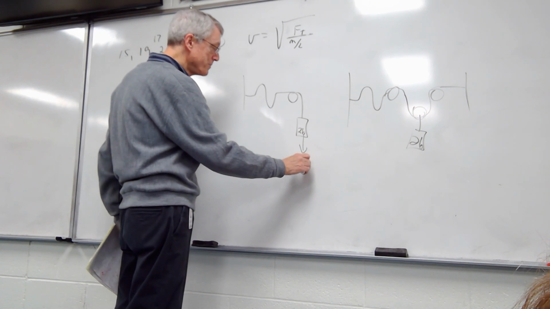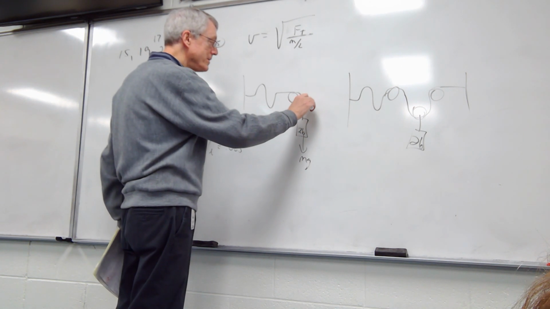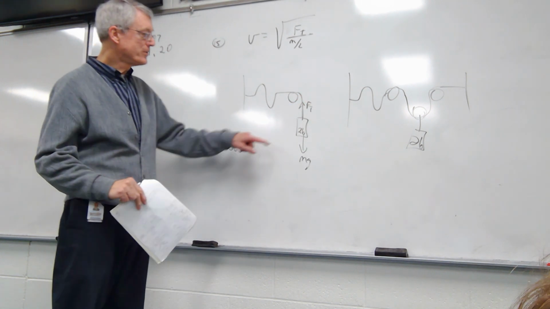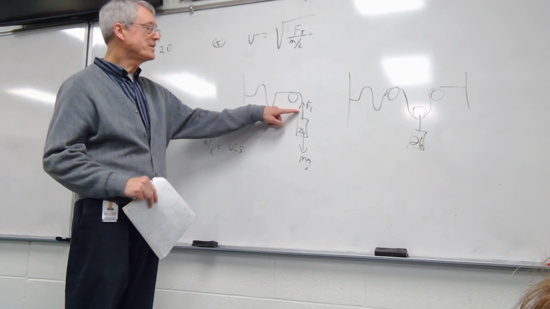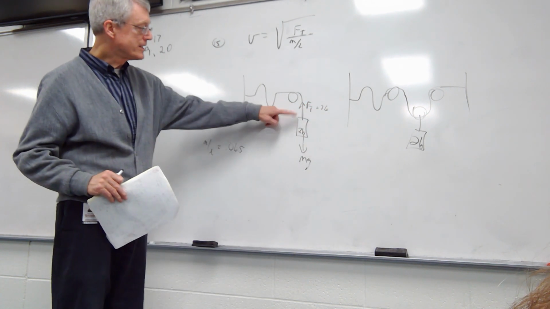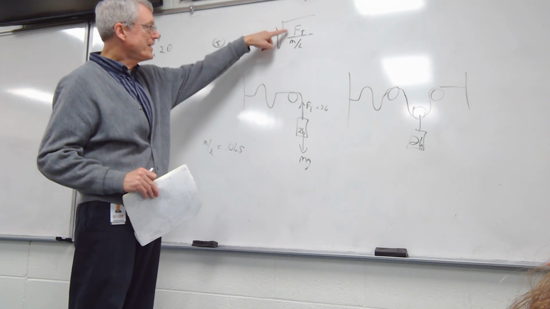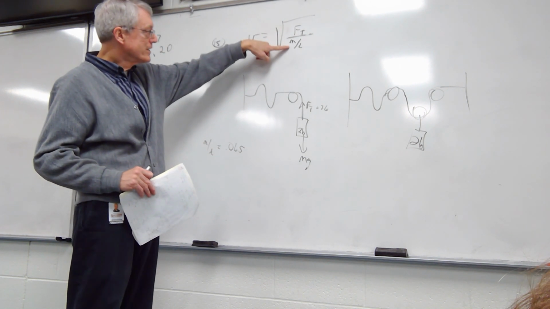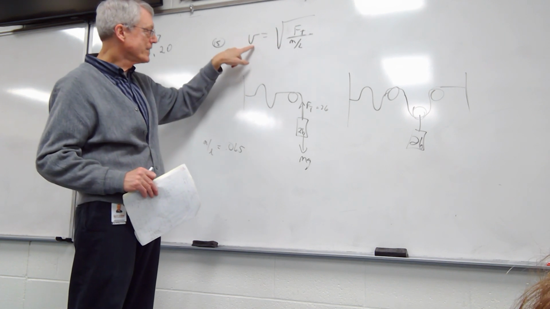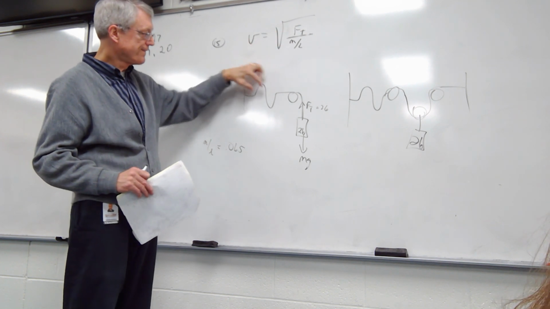Once again, mg is equal to tension. That's what the tension is. And we know mg is 26. So the tension we know is 26, just from that. You need to get that. Now, if you know the tension and you know the linear density, you can use those two numbers here to get the speed of this wave.